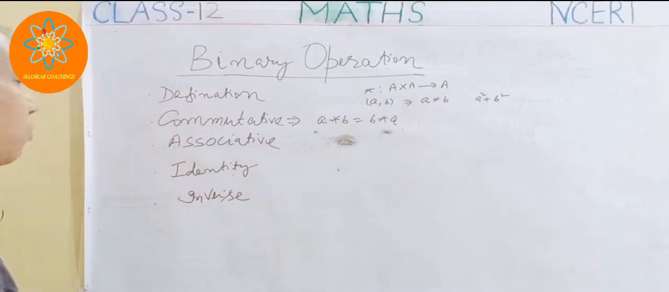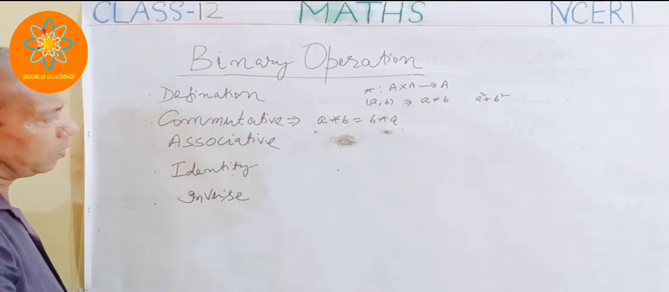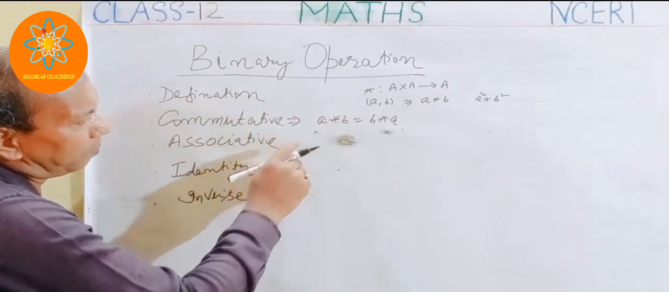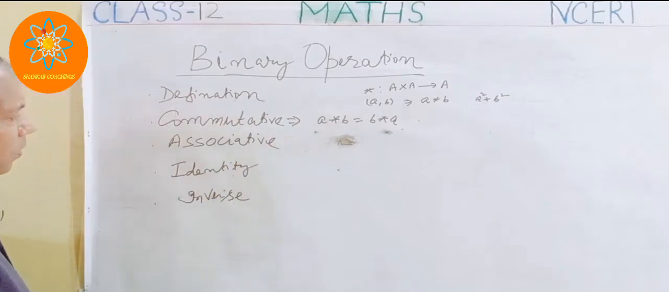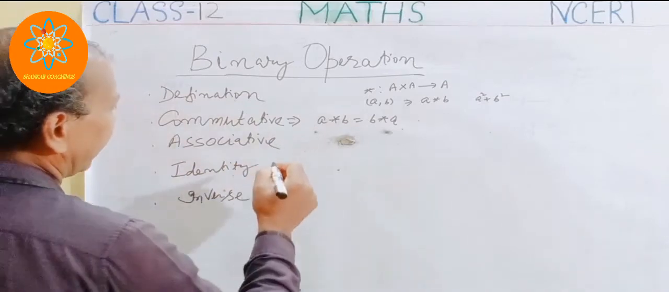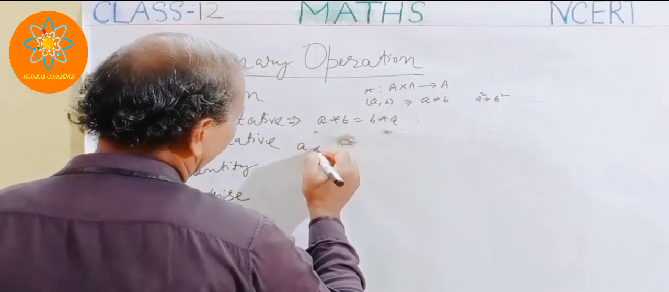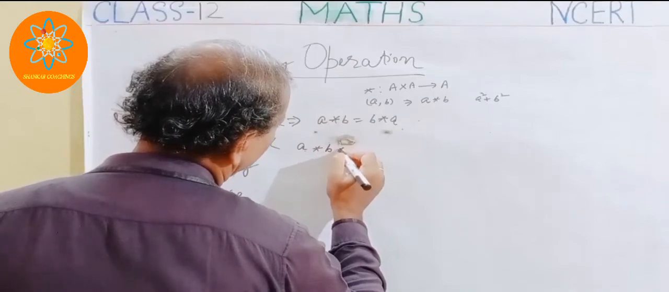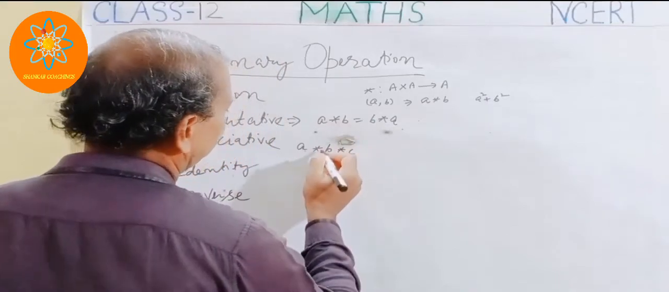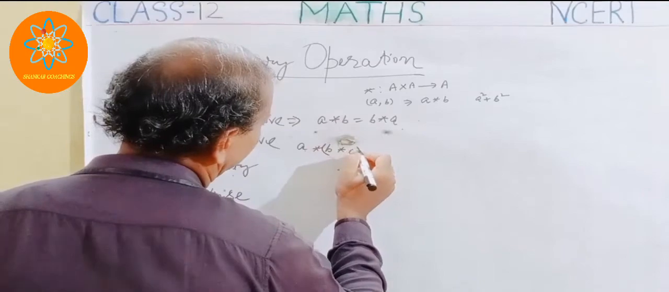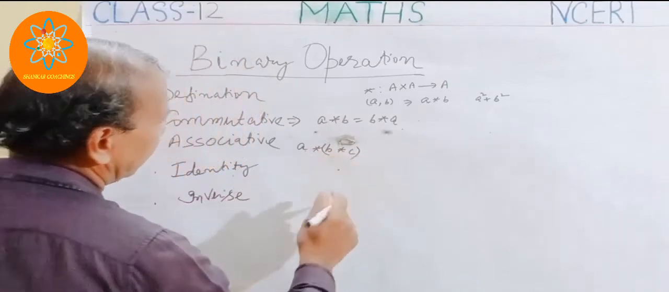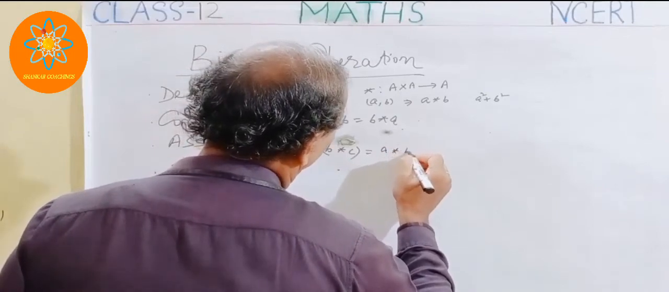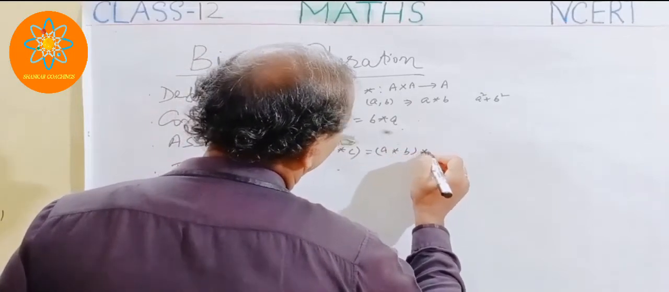Now come to the next one. The next one is the associative property. In the associative property, always remember there must be three numbers. So in the associative property, I can write it how? A star B star C, I can take it in this way. First I am taking B star C, or I will take A star B, and then star C.